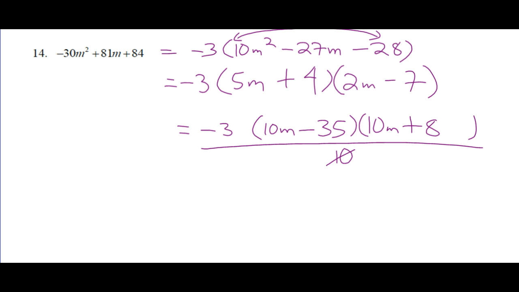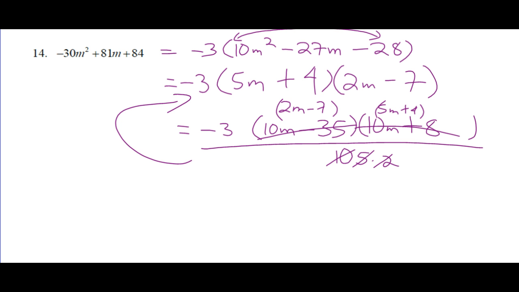Okay, the 10's not going to go in, right? But 5 times 2, so 5 goes into this, 2m minus 7. 2 goes into this. Okay, so your final answer written out is this, right? Negative 3 times 5m plus 4 times 2m minus 7. Don't forget the negative 3, right? It's part of it.